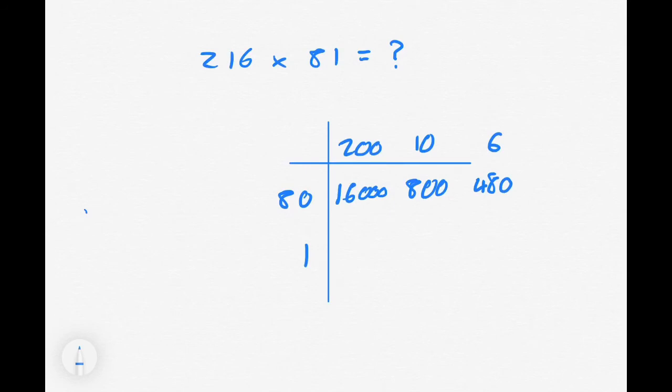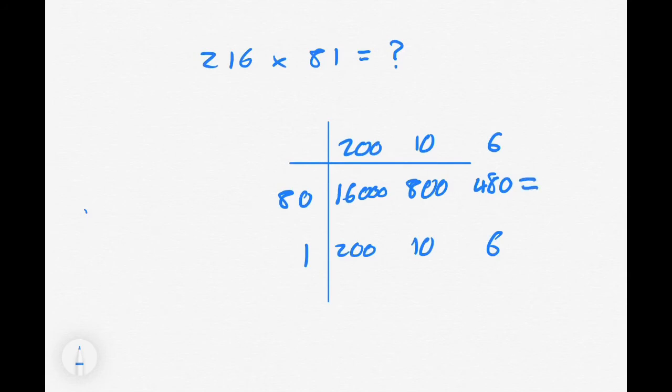1 times 200 is just going to be 200, or if you want to do 1 times 2, which is 2, and 2 zeros left over. 1 times 10 is 10. 1 times 6 is 6. Let's add these up. These look a bit tricky this time, so I could go across or I can go down. Either's fine. Let's go across still to keep it consistent.